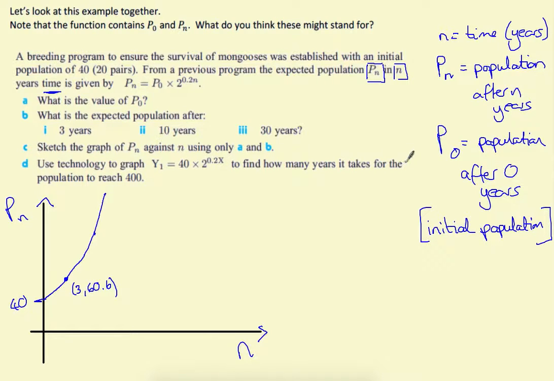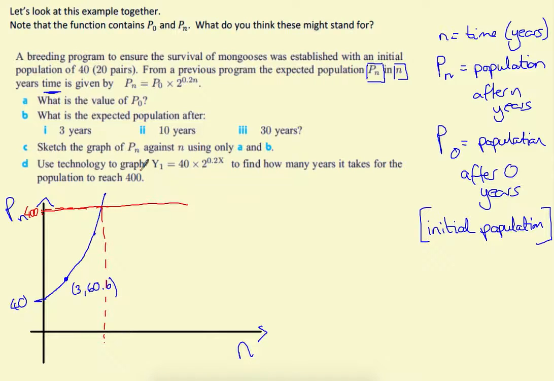To find out how many years it takes for the population to reach 400, I want to see when my line is going to reach 400. So this is what I want to find. When this is 400, what is the answer in years? How can I use my calculator to do that? Well, I've kind of drawn on what I want. I want to find this.